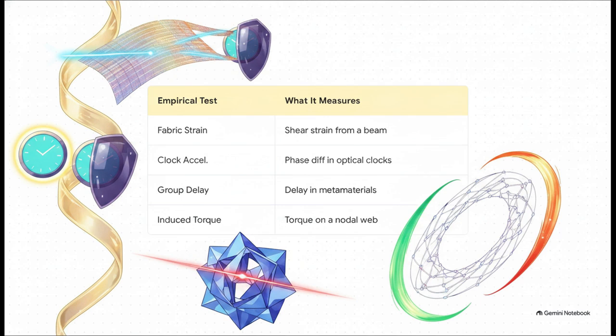There's energy-dependent clock acceleration, predicting that if you illuminate one super-precise optical clock and shield an identical one, a fractional phase difference will literally accumulate between them. We can even test for helical photon group delay in metamaterials, or measure illumination-induced torque on a suspended membrane. Any statistically significant detection of these specific phenomena would strongly support this underlying helical geometry.